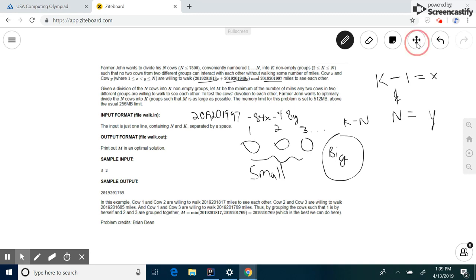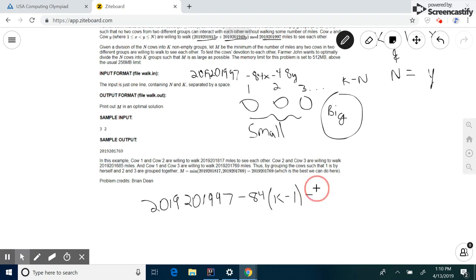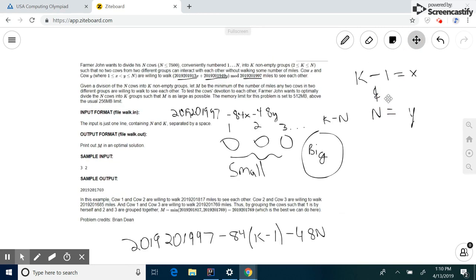So if we want to write down the equation with the variables plugged in, what this ends up becoming is 2019, 2019, 97 minus 84 times (k minus 1), because that is the value of x. And then we also subtract out 48 times n, because that's the value that we found is going to yield the smallest m in this optimized situation. So now all we have to do is output this formula.